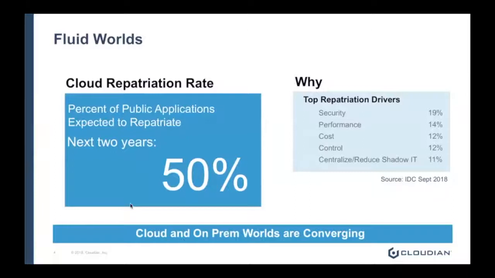And then finally, control and shadow IT, two very related things. If you want to know exactly where your app is running and exactly what your users are doing, giving them free rein to go deploy things in the public cloud may not give you peace of mind. So, all of these just point to reasons why the public cloud and various other types of clouds are becoming a fluid environment.